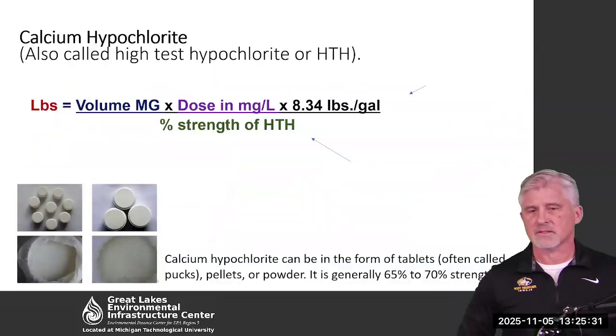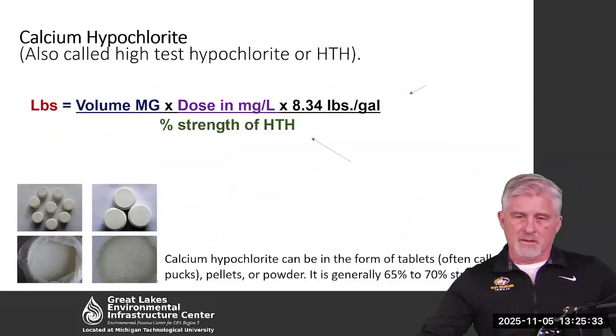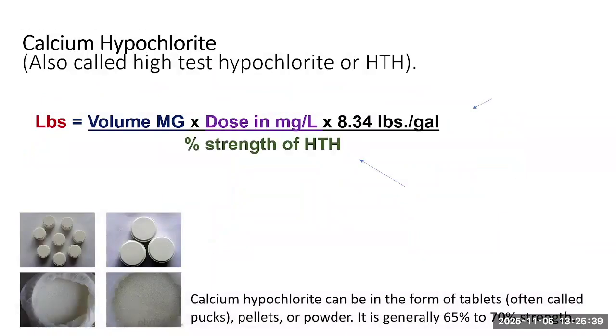All right, so the next type of chlorine that we're going to talk about is the solid form of chlorine. It's called calcium hypochlorite. It's also described as high test hypochlorite or HTH. Now, when we look at that, it's a little different because, as you see on the bottom, calcium hypochlorite can be found in the form of tablets, which I've heard often referred to as pucks. It can be in the form of pellets or a powder. And note that it generally comes in strengths of 65 to 70%.